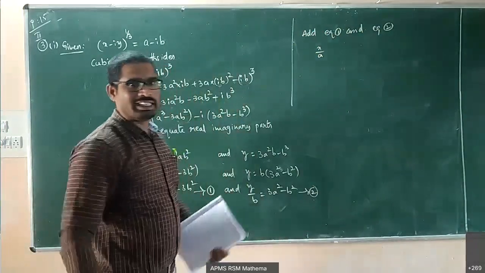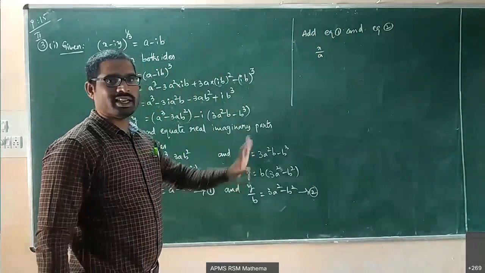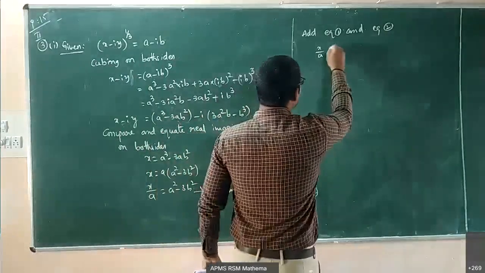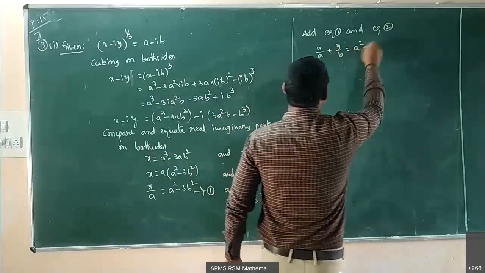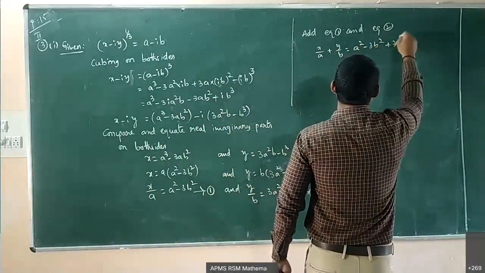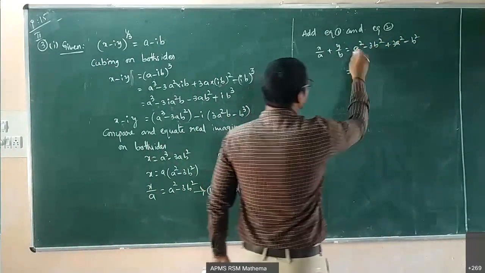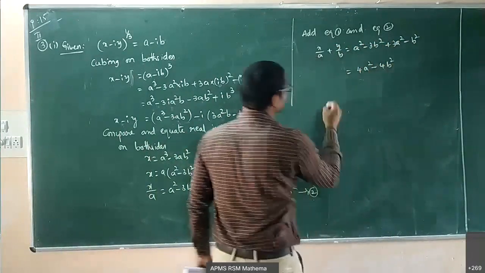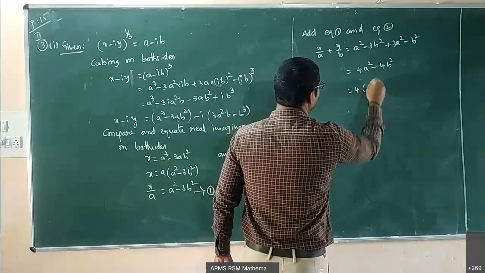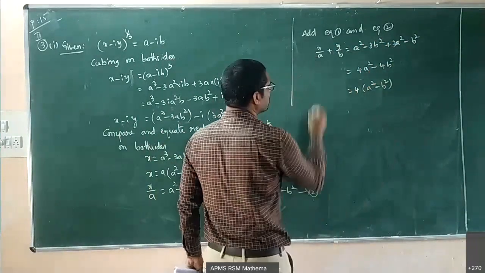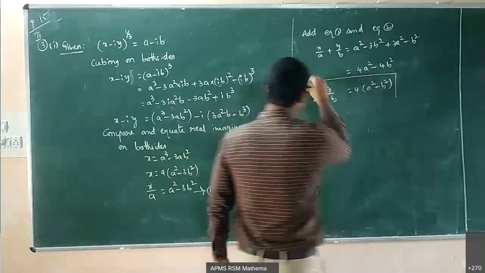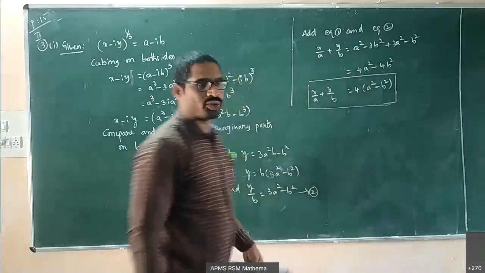See, while we are adding two equations, LHS parts of both the equations has to be added, and RHS parts of both the equations has to be added. x by a plus y by b is equals to a square minus 3b square plus 3a square minus b square, which is a square plus 3a square is 4a square minus 4b square, which is, if I take 4 as common, 4 into a square minus b square. So x by a plus y by b is equals to 4 into a square minus b square, this is what asks us to show.